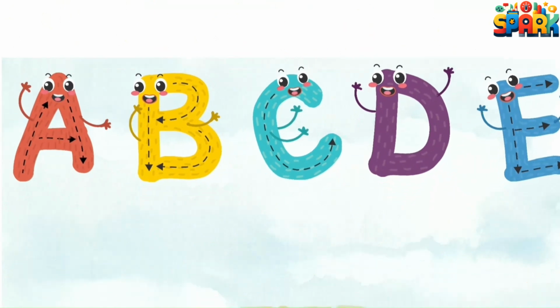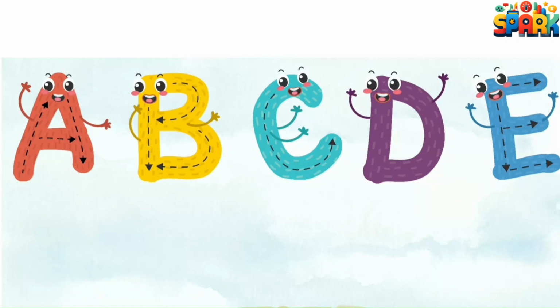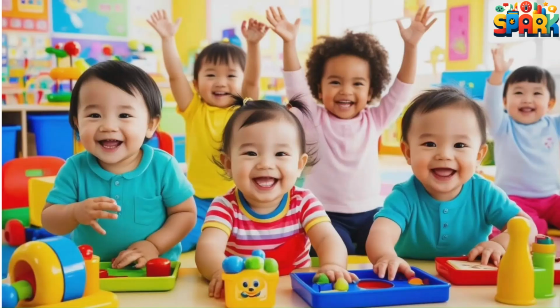Children, trace these 5 letters in your book and show to your parents. You did an amazing job today. I am so proud of you for learning and tracing A to E. Next time, we will trace the letters F, G, H, I and J.